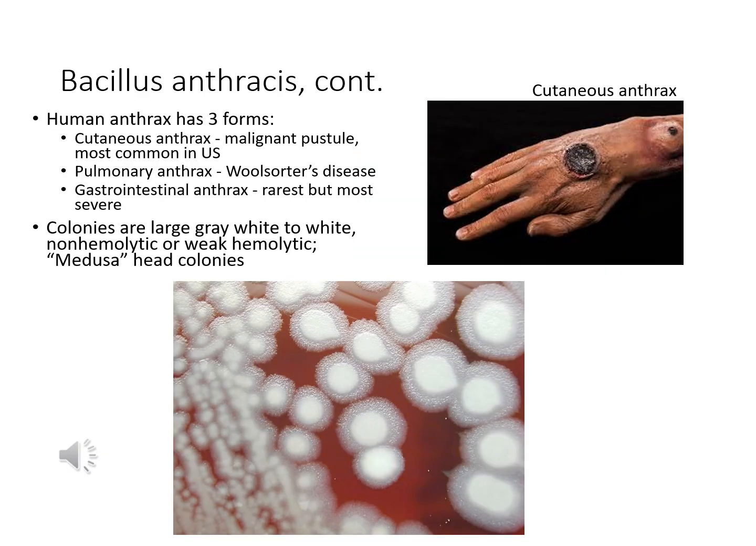In humans, anthrax has three forms. The first is cutaneous anthrax, which results in a malignant pustule, and is the most common in the United States. The second is pulmonary anthrax, otherwise known as wool sorter's disease. And the third is gastrointestinal anthrax, which is the rarest, but it's also the most severe.